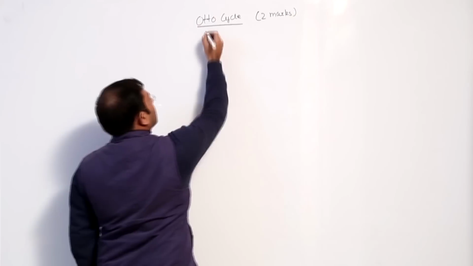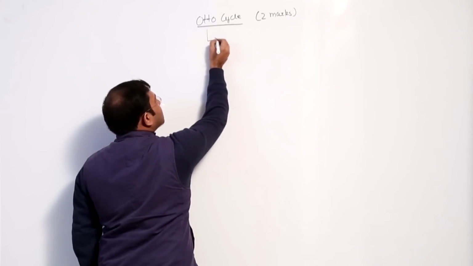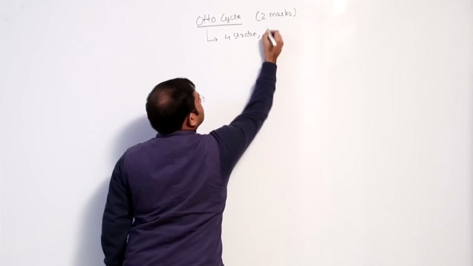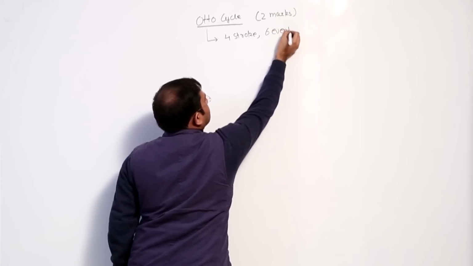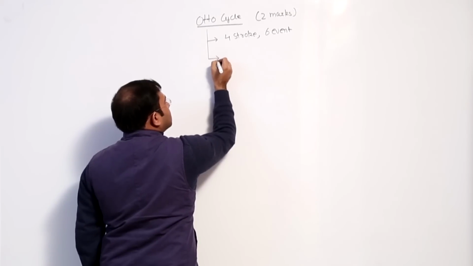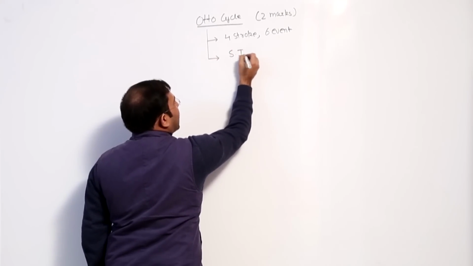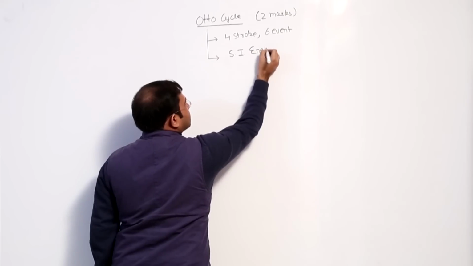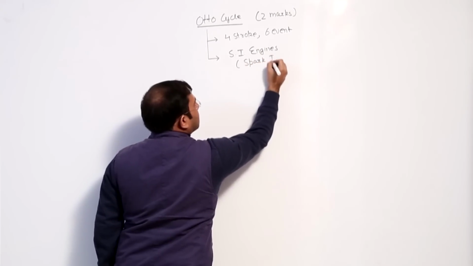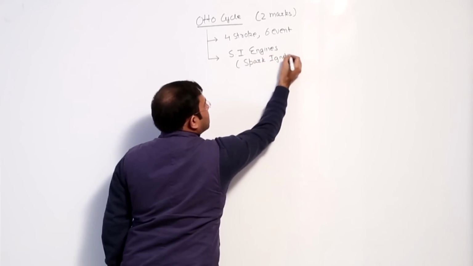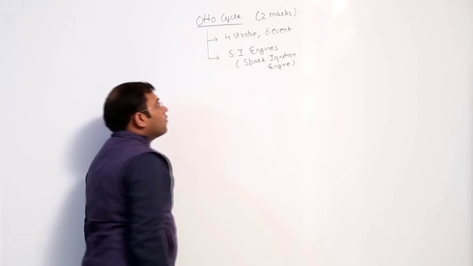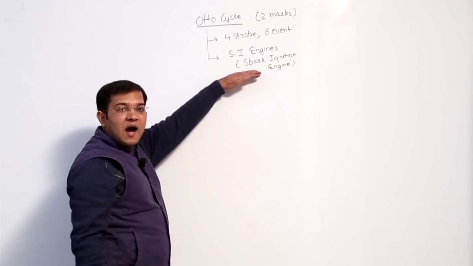Now see, Otto cycle is a 4 stroke, 6 event cycle, and generally it is used in SI engines. SI engines means spark ignition engine. Fine.